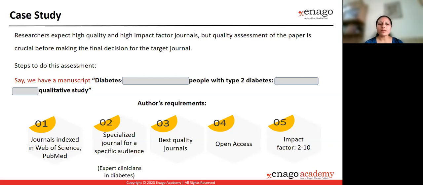As we start the target journal selection, there may be several journal requirements in the author's mind. For example, they may wish to publish the paper in journals that are indexed in Web of Science or PubMed, or even both. They may be looking for journals which are specialized in their research field for a specific audience. In this case, they may be expert clinicians in diabetes. The third requirement the authors may have in mind is best quality journals, followed by open access journals in contrast to subscription-based ones, which have a fee component attached to them, and journals in the impact factor range of, say, 2 to 10.